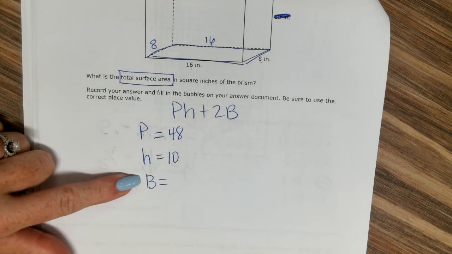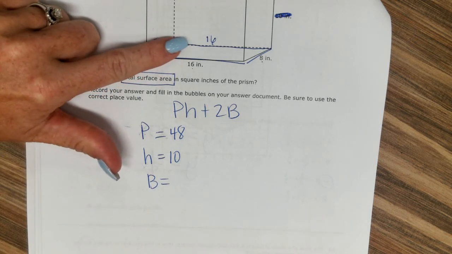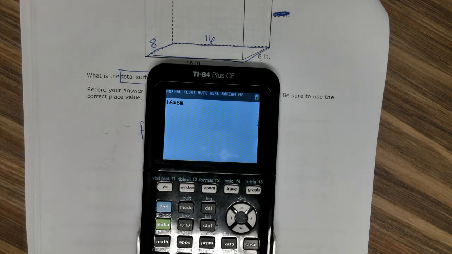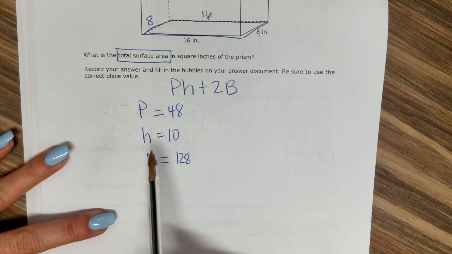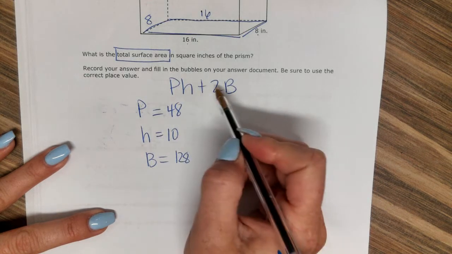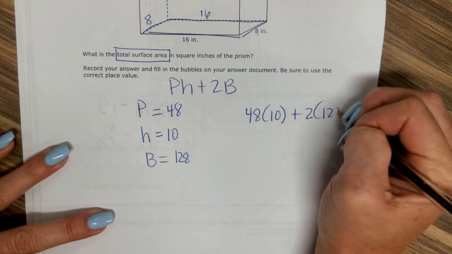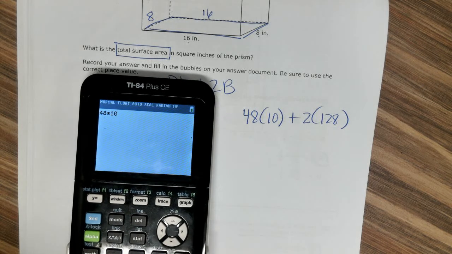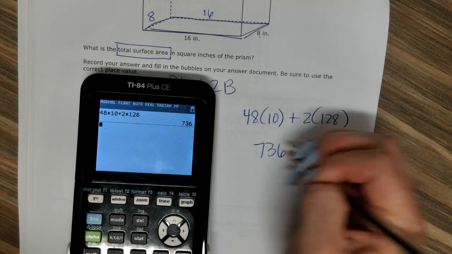How do you find big B? Where do we write big B all the time? On the star chart next to area. So what is the area? Length times width, so 16 times 8, which is 128. Now that I have all three of those pieces, I simply plug them into this formula. So P times H plus 2 times B. And I type that in my calculator, and that will give me my answer, which is 736 inches squared.